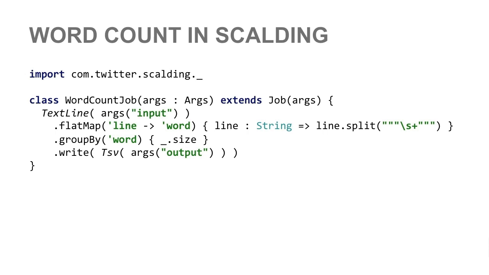The next line is groupBy. So we are grouping by the word. Then we are taking the size of that group. So basically, we will count how many words of the same kind we have. At the end, we are going to write the output. We are indicating that we will be writing in a TSV. TSV stands for tab separated values. It's one of the simplest data formats, and we will be writing in the file that was indicated as output. This input and output are defined as strings that we will pass in as we are running our program.